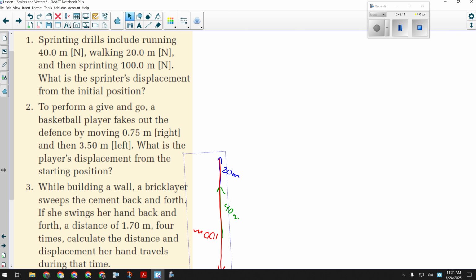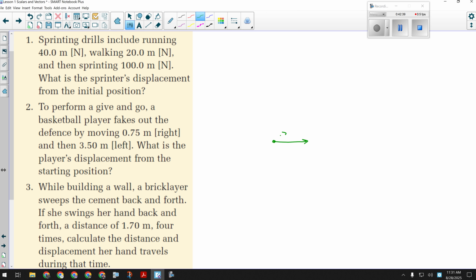How many people have done number 2? Let's have a look at number 2. The player fakes out the defense by moving 0.75 meters to the right and then 3.5 meters to the left. All I'm going to do is represent both of these in the same way. I'm just going to say that this is my initial position, and first I'm going to move 0.75 meters to the right, and then I'm going to move 3.5 meters to the left.